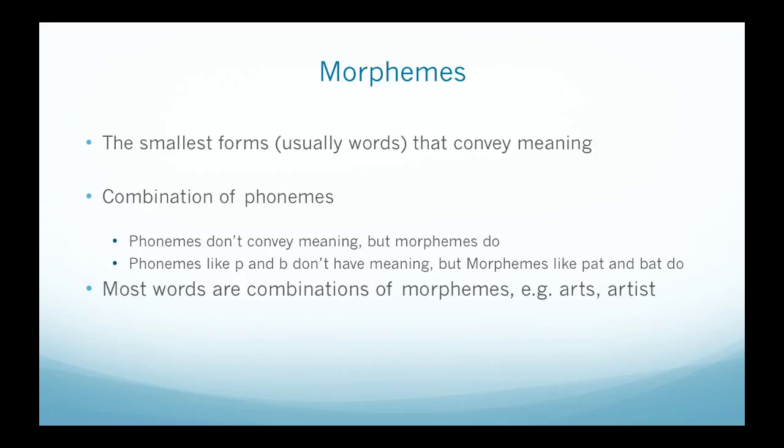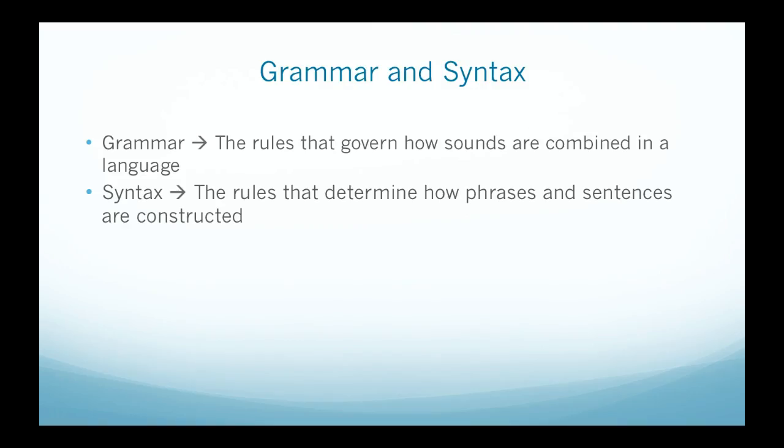Okay, but the important thing to remember here is that morphemes are the next step up, the next building block. And so those are combinations of phonemes or the smallest sound. Okay, but then most words are then combinations of various morphemes. The next step up will be grammar and syntax. So grammar simply being the rules that govern how sounds are combined in a language.